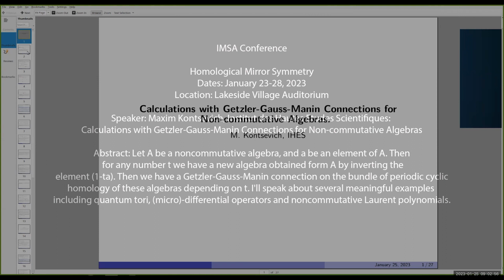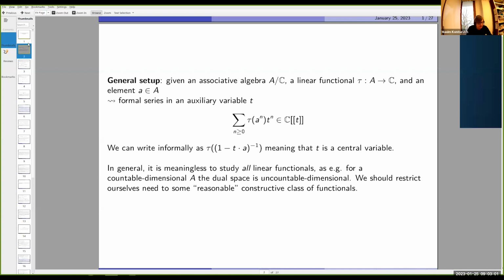So what will be the general setup? Suppose we are given an associative algebra, usually countable dimensional, let's say over complex numbers, a linear functional, usually one that vanishes on commutators, and an element of my algebra. In such a case, one can construct a series in one auxiliary variable t, namely you raise your element to power 0, 1, 2, 3, etc., and make a generic series of it.